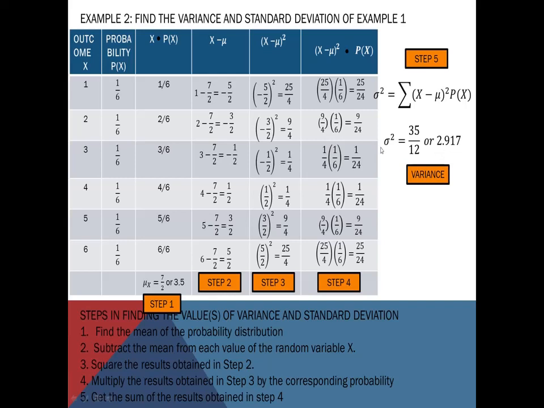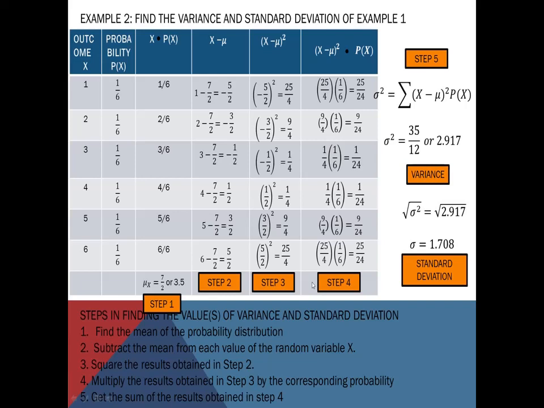Let's now find our standard deviation. To get the standard deviation, we just take the square root of the variance, so the square root of 2.917. Now, our sigma squared becomes just sigma, right? Because the square root of sigma squared is sigma. So, sigma is equal to the square root of 2.917, which is 1.708. So, that is now our standard deviation.